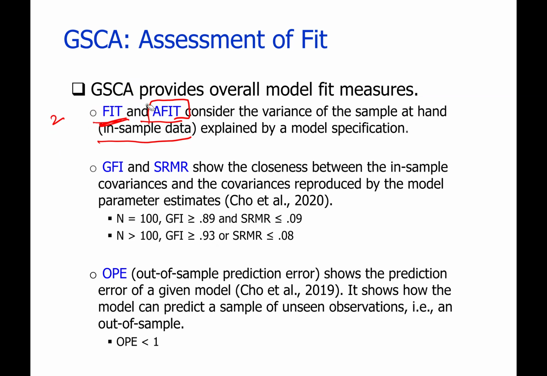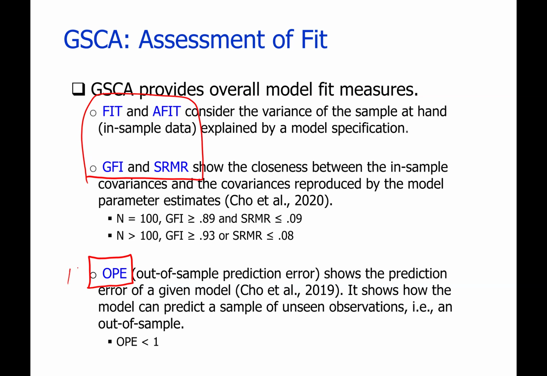And then these four model indices are focusing on the sample data, the sample at hand. In other words, now we are looking at only in-sample data. But sometimes we also want to check how good our model is for predicting future or unseen observations, called out of sample. So this index, OPE, can be used for checking the prediction power of the model I have, for out-of-sample or future observations.